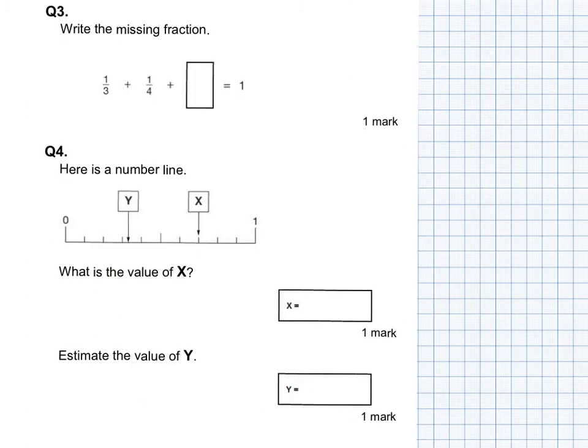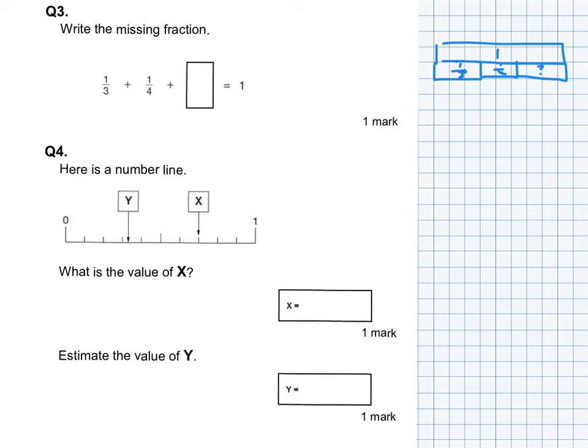Alright, next problem. Write the missing fraction. I've got 1/3 add 1/4 add something equals 1 whole. So I can use my part whole bar model to help me understand this. I've got my whole, which is 1, and I've got a third, which should be about that much. I've got a 1/4, and I've got something. So I've got a third, and a 1/4, and something equals 1 whole.